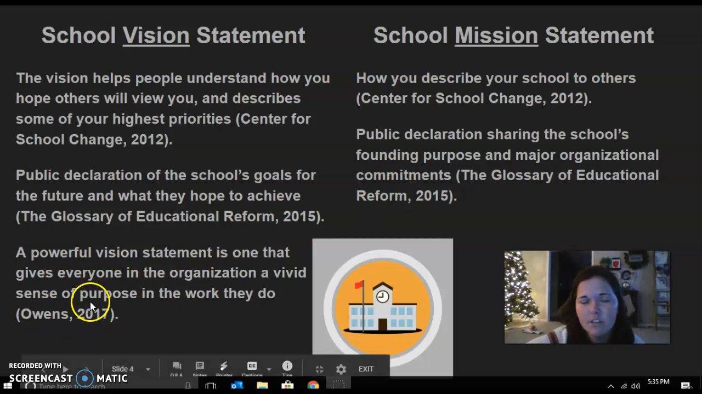And then I found another interesting part for the vision statement. A powerful vision statement is one that gives everyone in the organization a vivid sense of purpose in the work that they do.